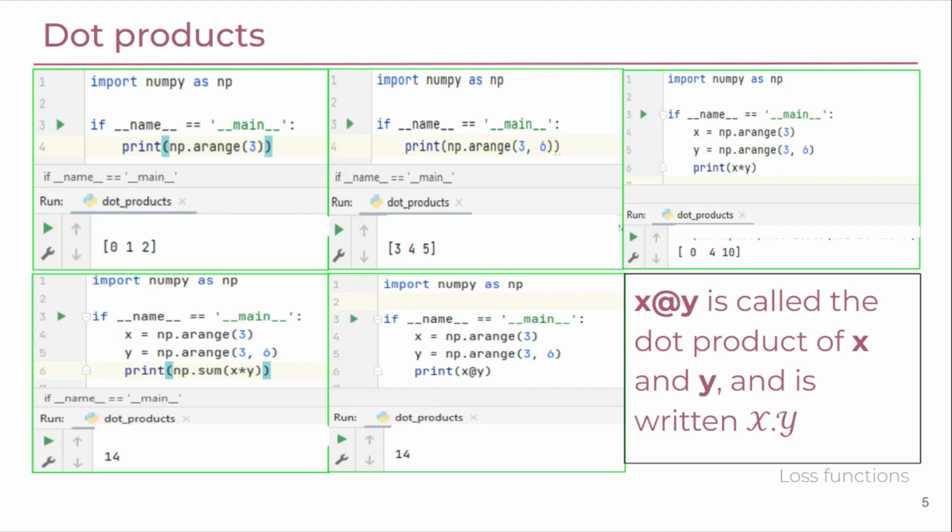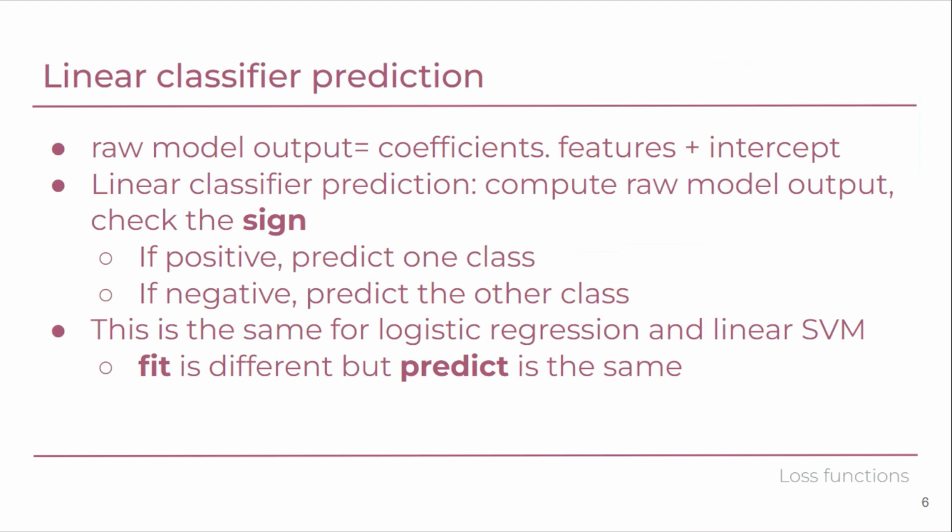A convenient notation for this in recent Python versions is the @ symbol. x @ y gives us the same result. In math notation, this is written x dot y. You can think of a dot product as multiplication in higher dimensions, since x and y are arrays of values. Using dot products, we can express how linear classifiers make predictions.